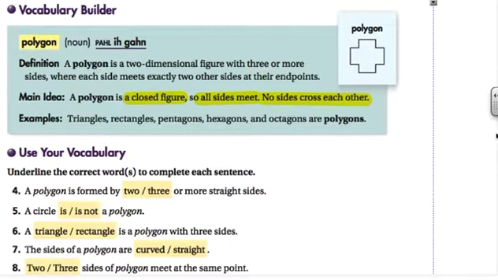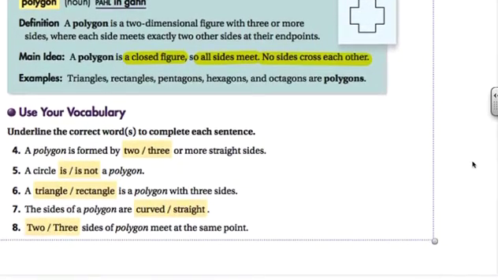So let's go ahead and use our definition of what a polygon is to solve some problems or answer some questions. Number 4, it says underline the correct word to complete the sentence. A polygon is formed by 2 or 3 or more straight sides? Well, we said it has to have at least 3 sides. A circle then, is that a polygon? Well, it doesn't have straight sides, so it is not a polygon. Which of these, a triangle or rectangle, is a polygon with 3 sides? Well, I think you pretty much already know that one.